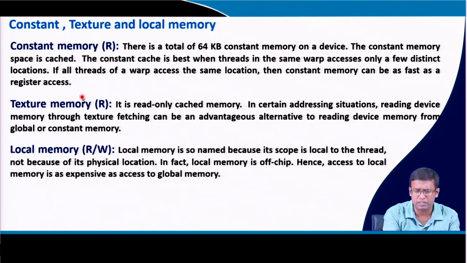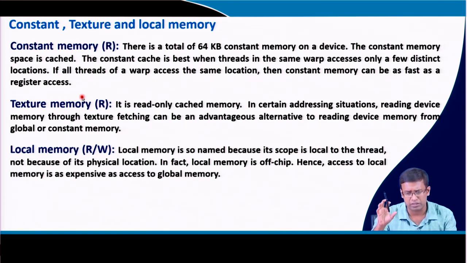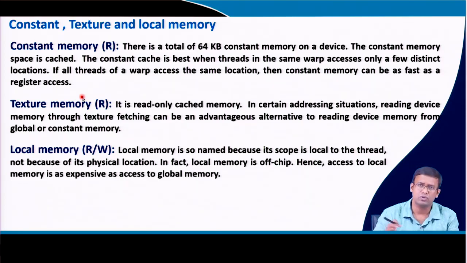Constant memory is 64 kilobytes of memory on the device. This space is cached, and the constant cache is best when threads in the same warp access only a few distinct locations. If all threads in the warp access the same location, constant memory can be as fast as register access. So though it is off chip, it can be very fast if it is constant. If all the threads in the warp are trying to read the same memory, it can be done very fast.